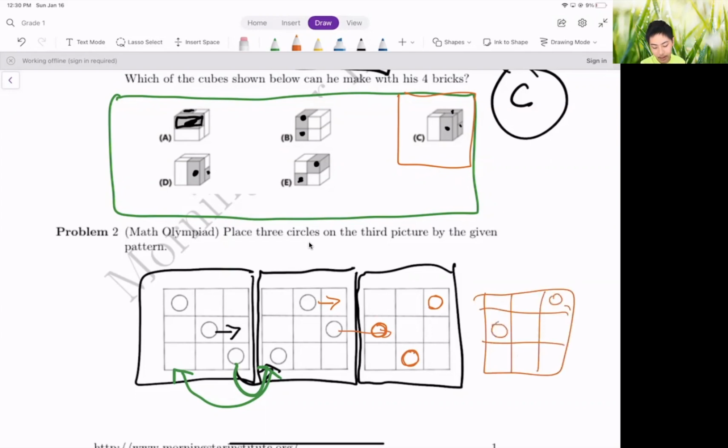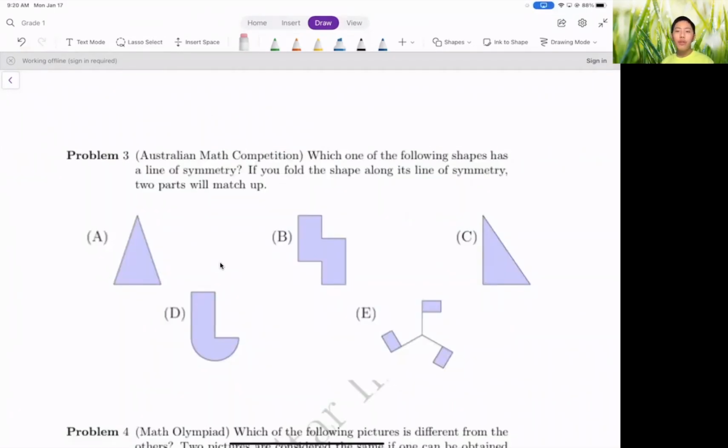Problem 3. Which one of the following shapes has a line of symmetry? If you fold a shape along this line of symmetry, 2 parts will match up. So what is symmetry first? For example, if you fold a square in half, then that crease will be its line of symmetry, and the 2 parts will match up if it's symmetric. Take my square, for example. If you fold it in half, you will see that this square is symmetric because its crease is the line of symmetry, and the 2 parts exactly match up like this.